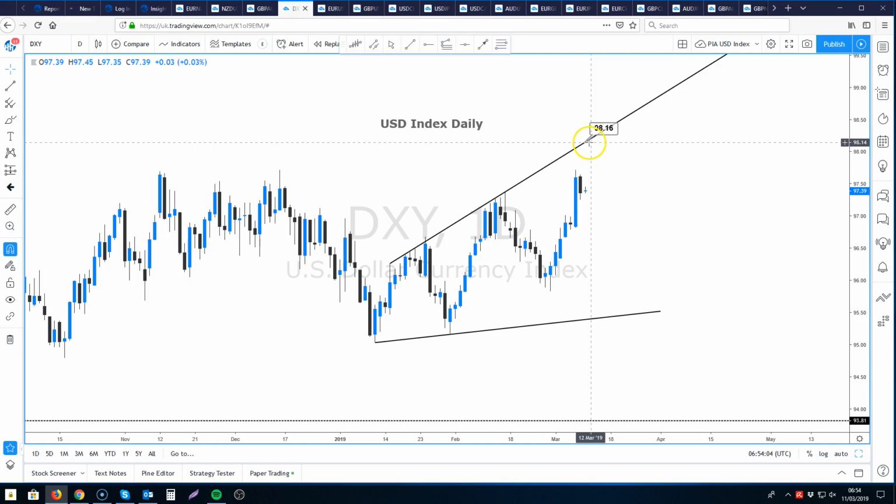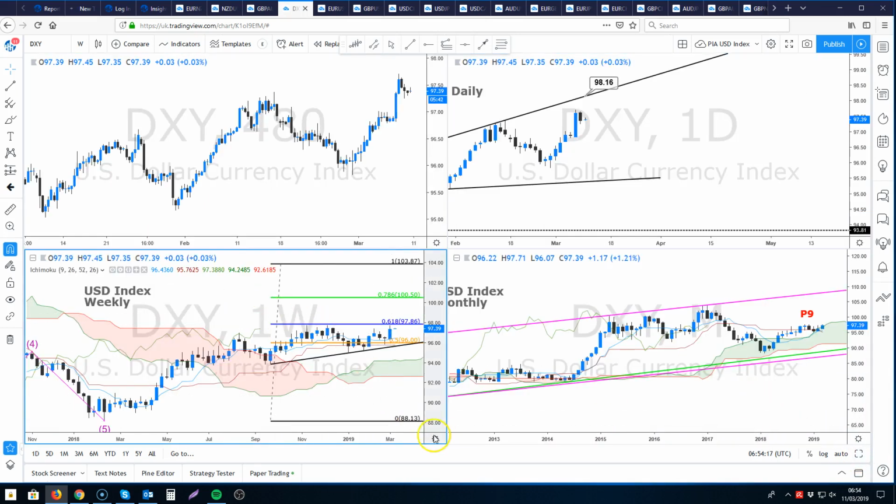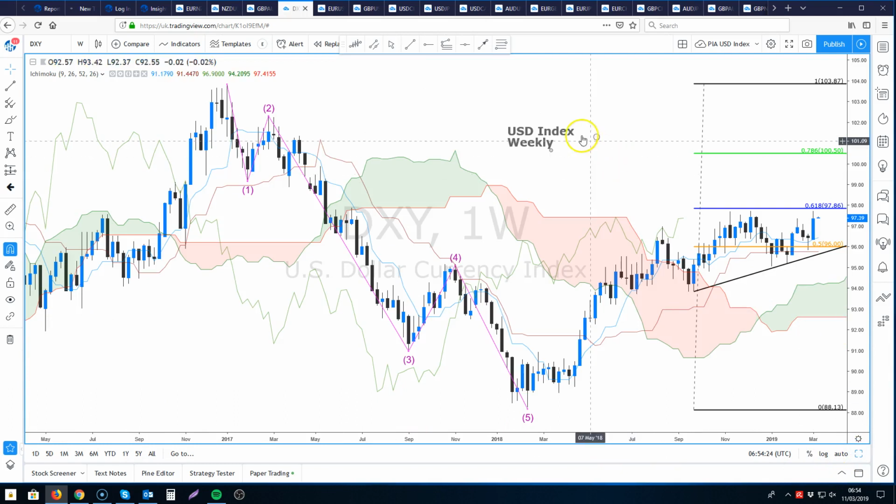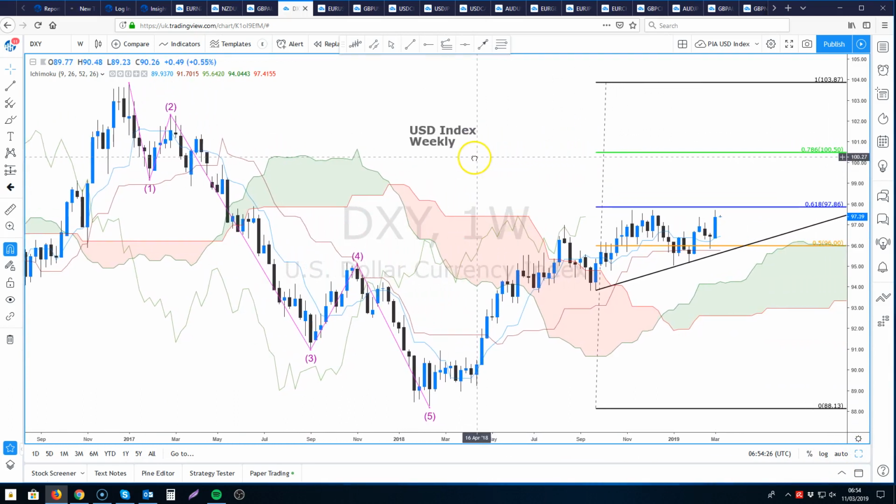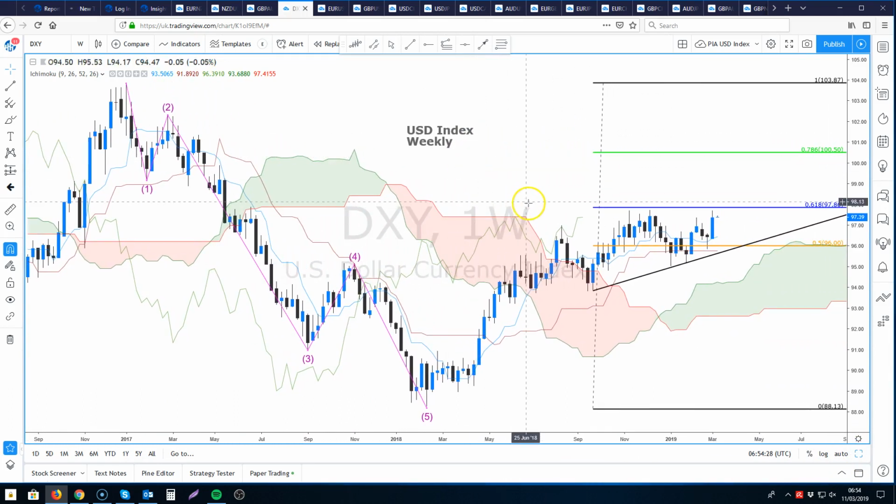Now an expanding wedge has a bias to break to the downside, normally quite impulsively as well. The measured move target, or the first support level, will be around about here at 95, the figure. If we go to the weekly chart, and let's remember this number, 98.16, pretty similar to euro dollar actually, we're getting very close to this 61.8% pullback level, which is at 97.86.